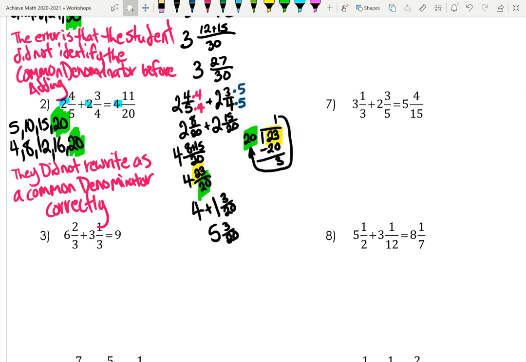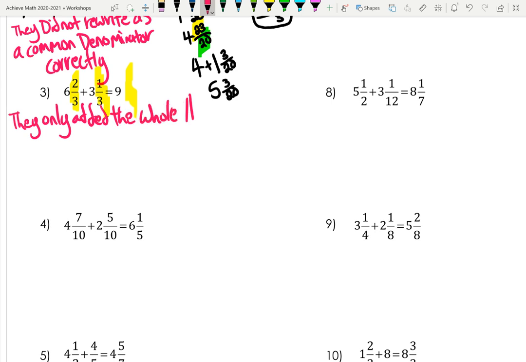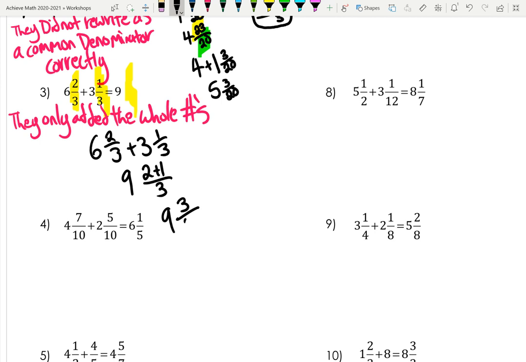Okay, let's do one more. So 6 plus 3 is 9, and then they have the fractions, and there's nothing there. So right away I can see the error is they only added the whole numbers. If I were to do this problem for myself, 6 2/3 plus 3 1/3 would become 9 and 2 plus 1 over 3. This turns into 9 3/3.